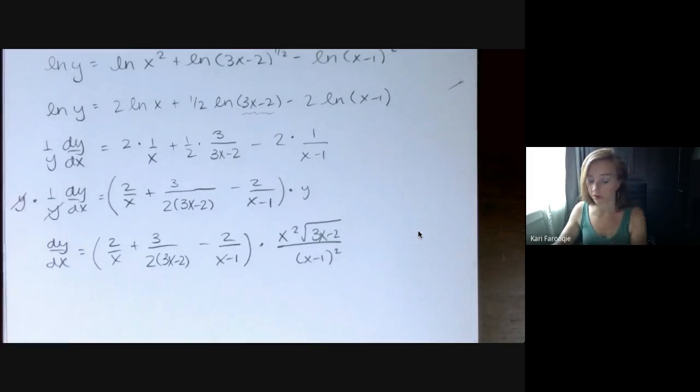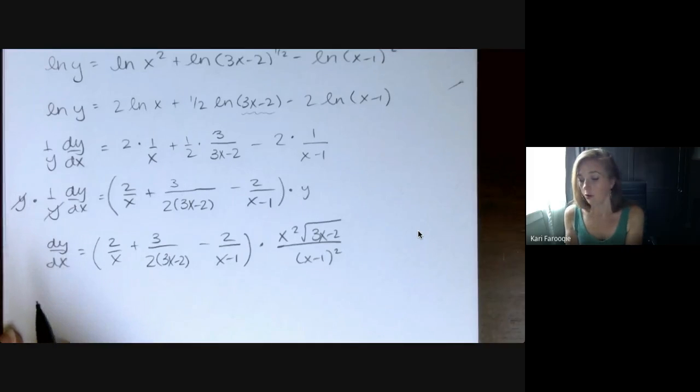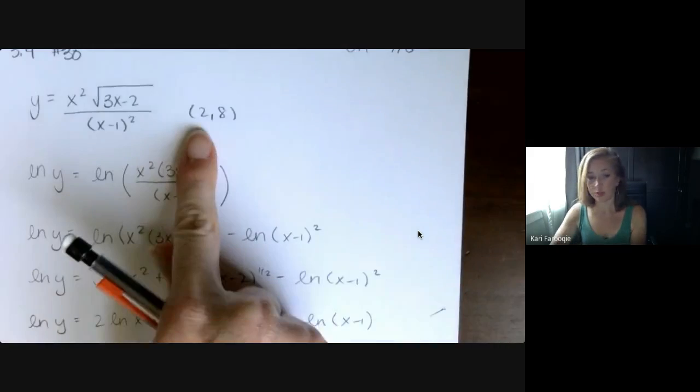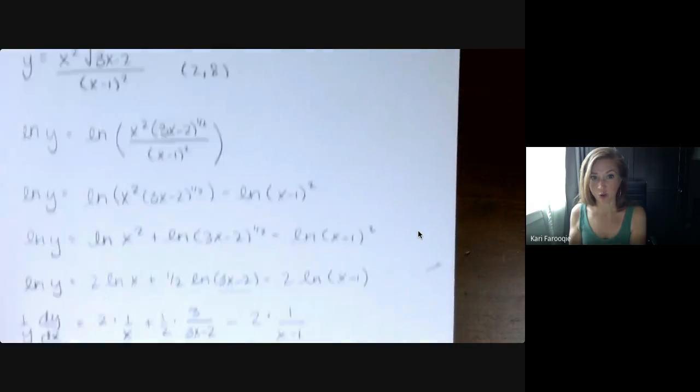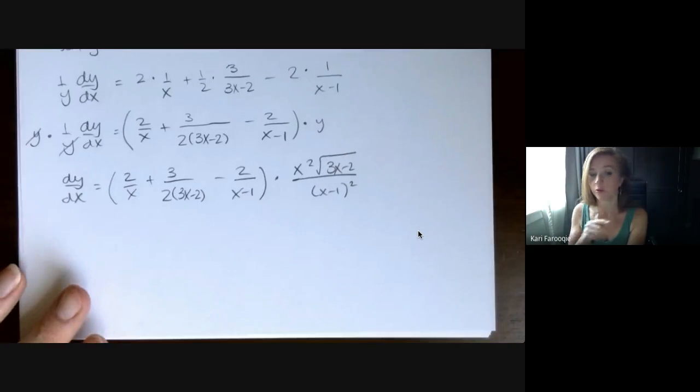So this was a great one to do, by the way. We're not done, but this problem combines a lot of things. And if you have questions, let me know. So this is your derivative. We're trying to find the slope at the point (2, 8), and then once we get the slope, we can just write the equation using our point-slope form.